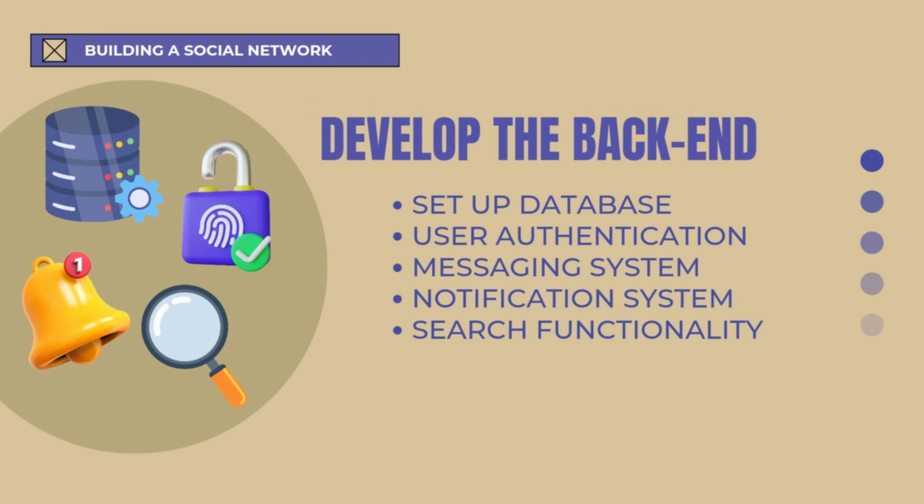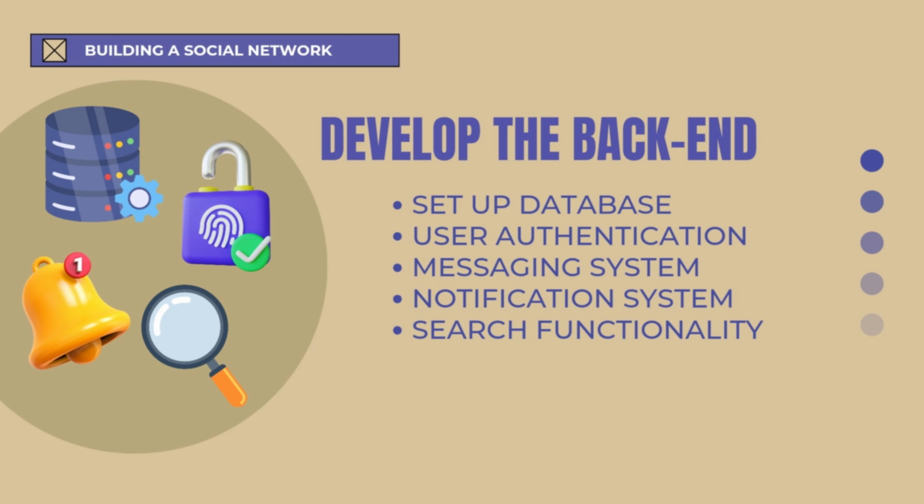Number five is develop the back end. Developing the back end of a social network involves building the server side infrastructure that supports user data management, authentication, communication, and interaction with the front end. So, set up a database. Create a database schema for storing user profiles, posts, comments, likes, and etc.